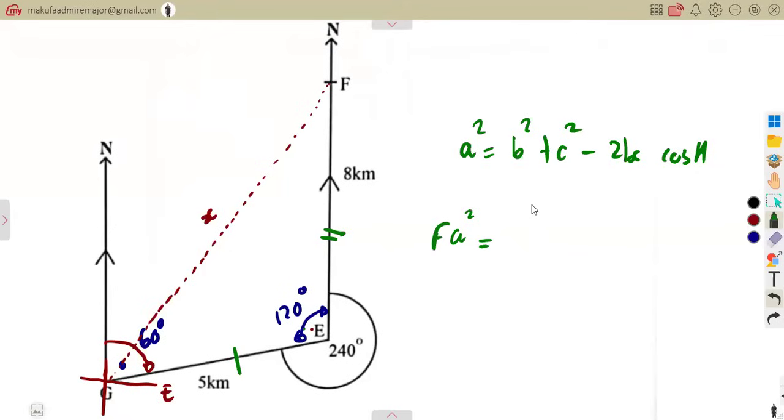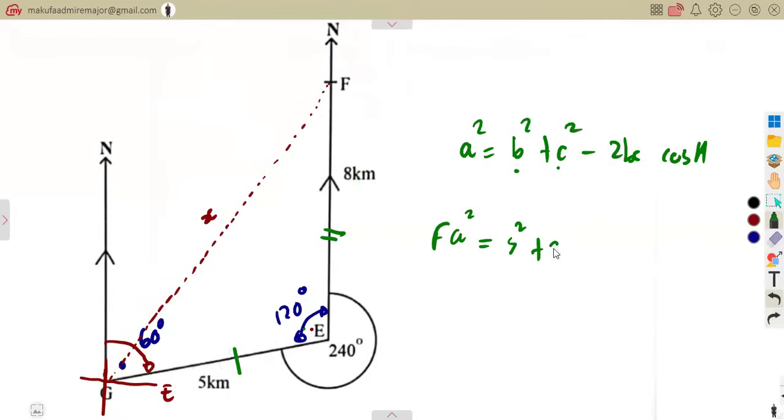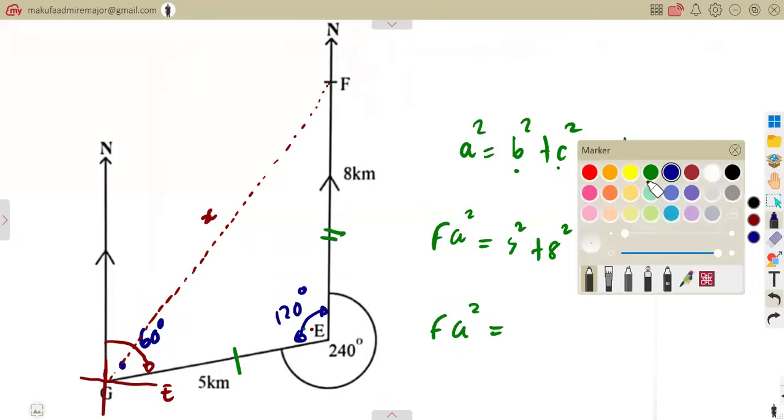It's going to be FG squared is equal to b squared plus c squared, which has the sides creating the angle that we are given here, which is 5 and 8. So it was going to be 5 squared plus 8 squared minus 2 times b and c, which is 5 times 8, times the cos of 120. So guys, I do not know, they want you to know the value of cos 120, which is impossible for you guys if you do not know, because you're not given that.